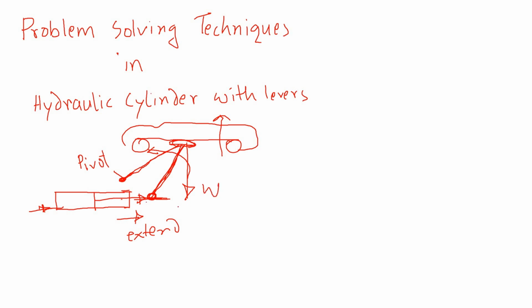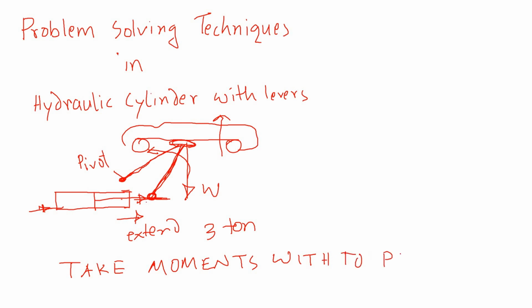Now it is very difficult to figure out whether it's a second class, first class, or third class lever. When you solve the problem, do not try to figure that out. All you are worrying about is how to design a 3-ton floor jack, for example. The only way you can solve a cylinder problem is to take moments with respect to the pivot point, and then you are done.